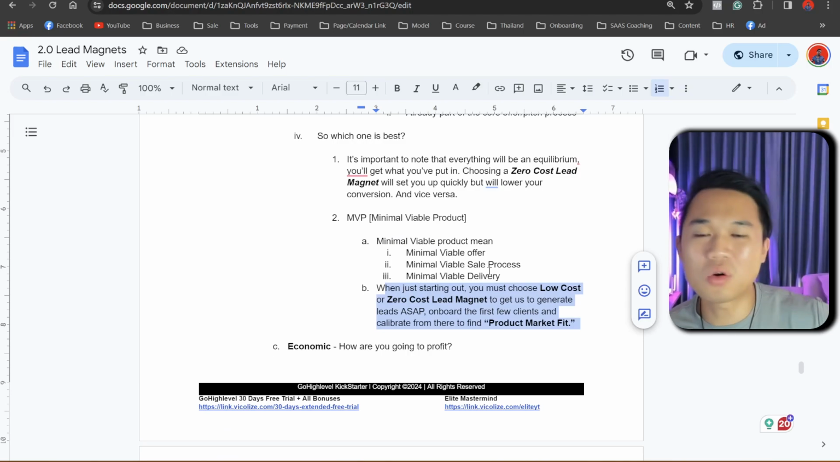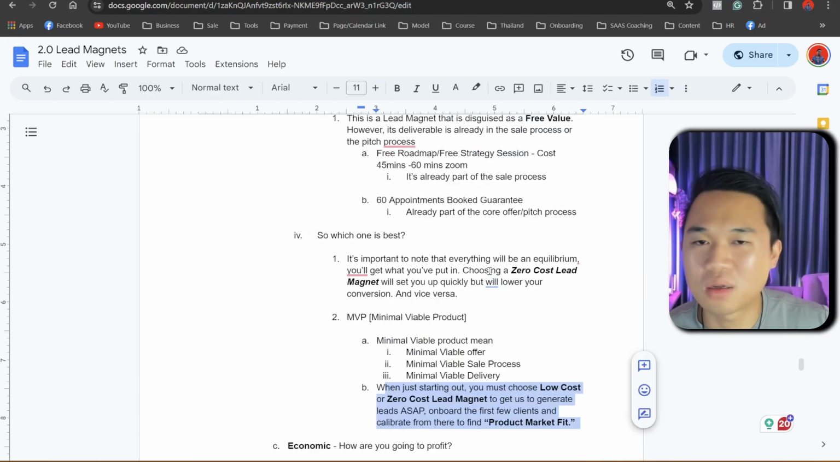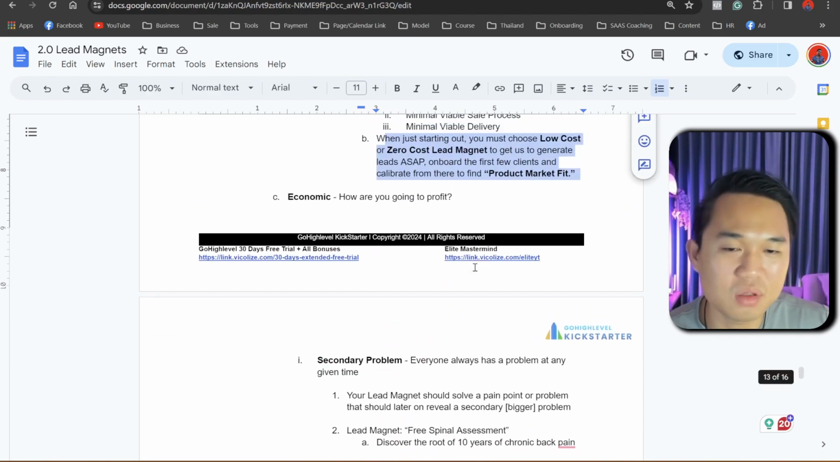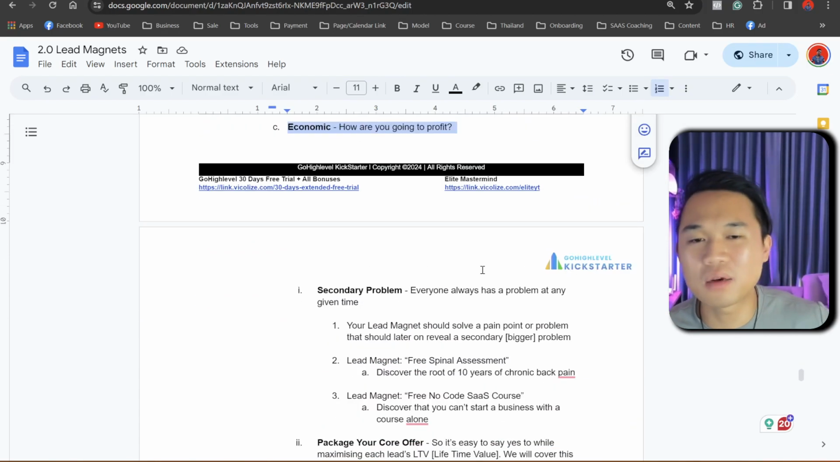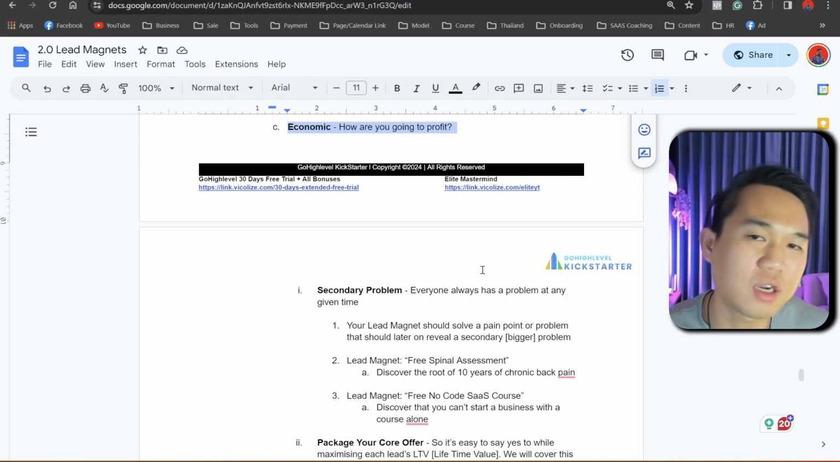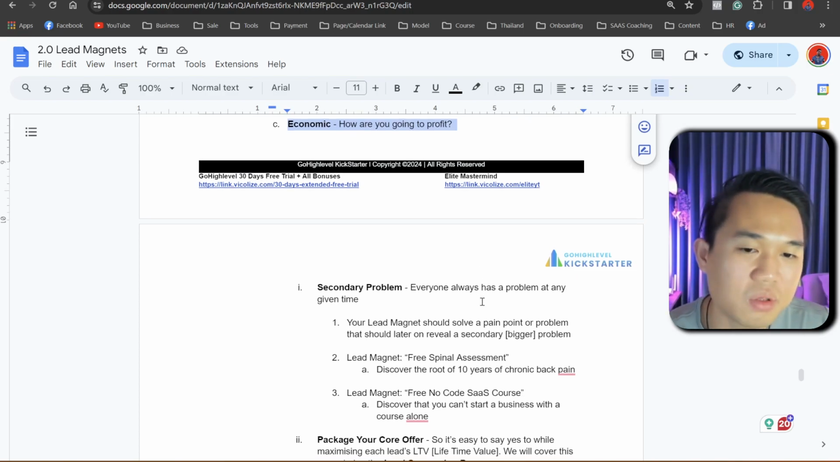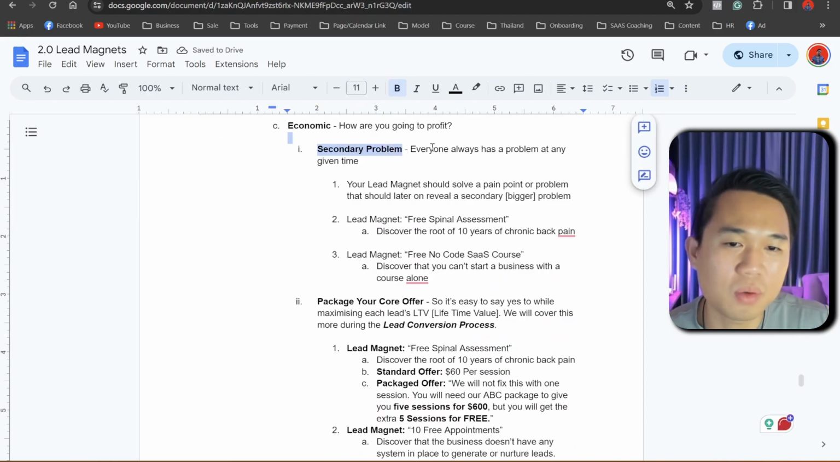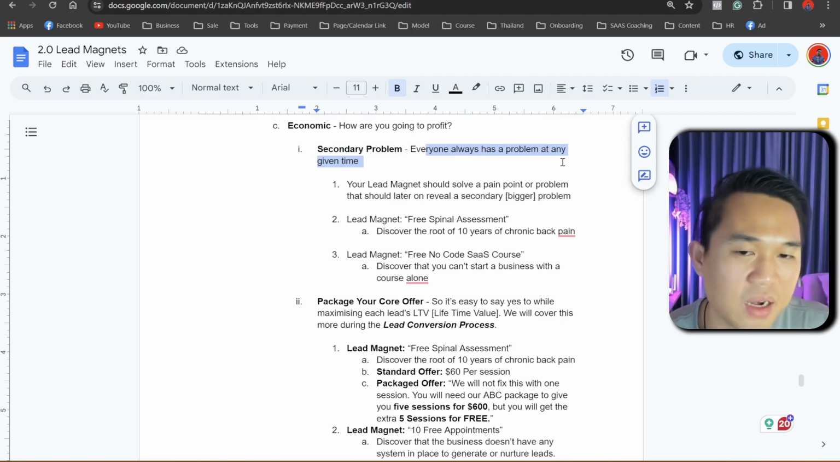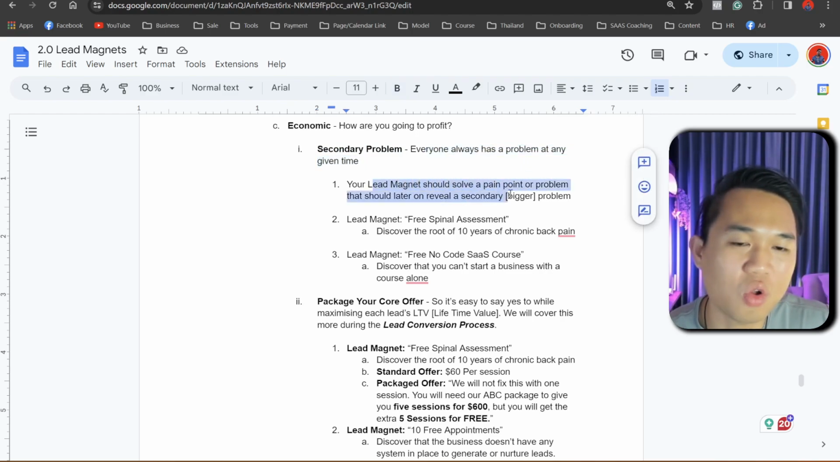Right now, this course is a high investment, but again, we're not starting out. We've been in business for quite some time. Economics: how are you going to profit from it? This is the fun part. You're going to think and strategize how you're going to funnel people down to your lead conversion process, which is the sales process and exchange of money. We want to focus on the secondary problem. Everyone always has a problem at any given time. Your lead magnet should solve a pain point or problem that should later reveal a secondary or bigger problem.